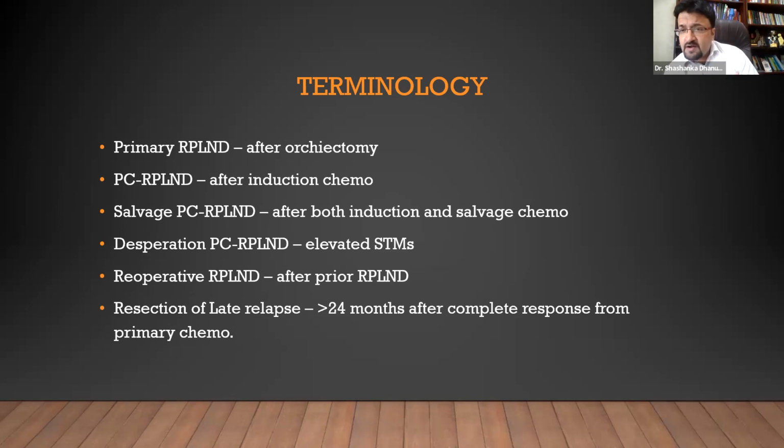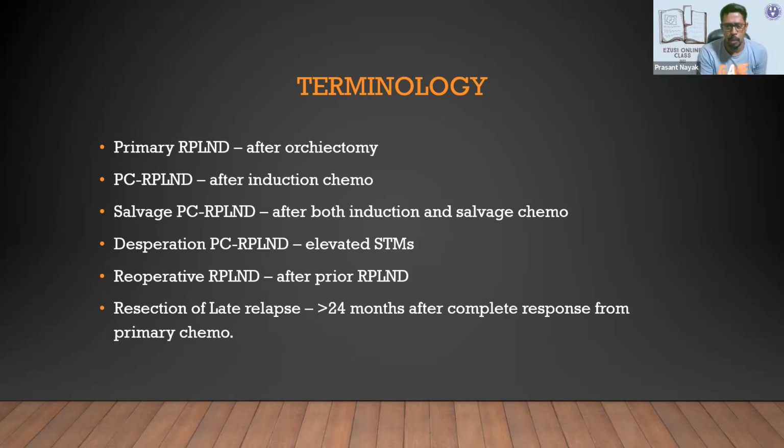The salvage post-chemotherapy RPLND is the one that is done after both an induction and salvage chemotherapy. So you've given a second round of salvage chemotherapy after which you're doing an RPLND. A desperation PC-RPLND is the one where there is elevated serum tumor markers. So this is the criterion for calling it a desperation PC-RPLND. It has been noted that the overall survival is poor in cases of desperation RPLND. It is usually recommended in a multimodality setting, where a team discussion is done, and then you embark upon a desperation RPLND.